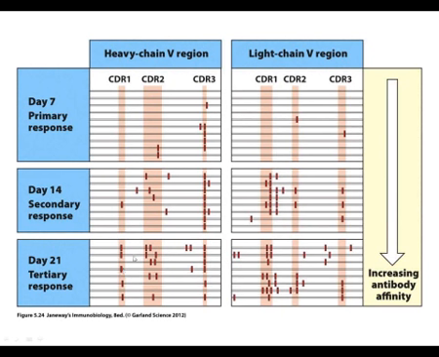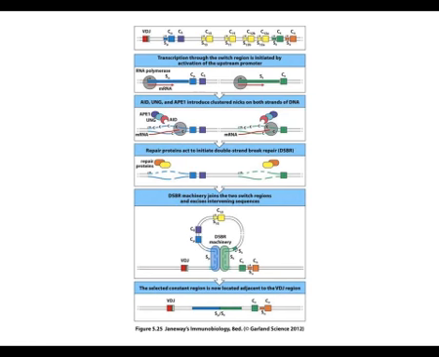But if it's getting a better affinity, well, that signal is going to be even stronger, and those cells are going to be selected to live. So you're getting a higher affinity. Somatic hypermutation leads to affinity maturation.